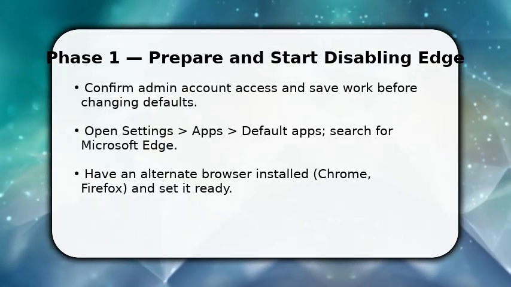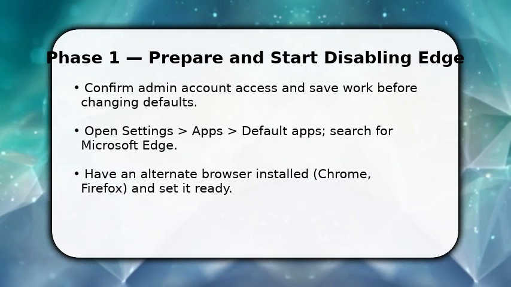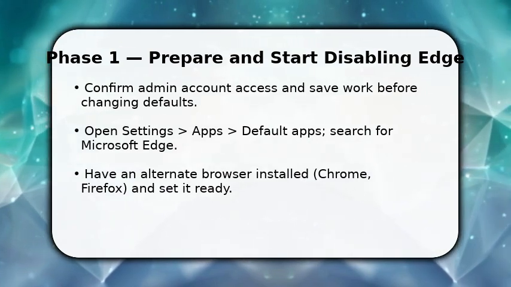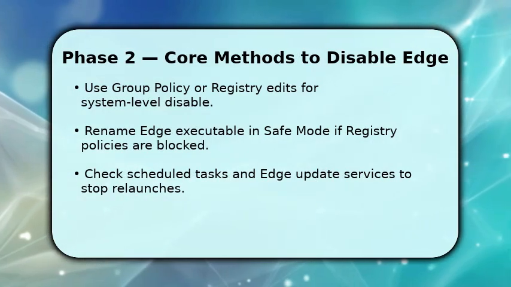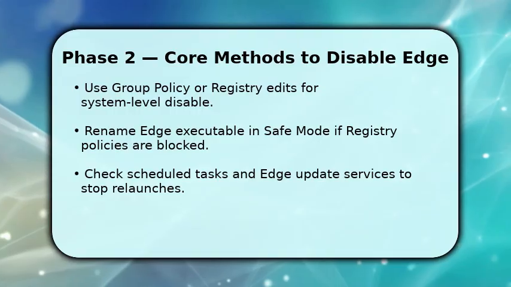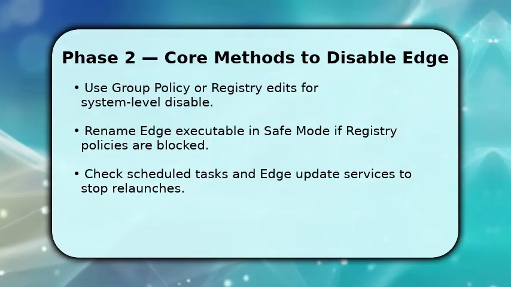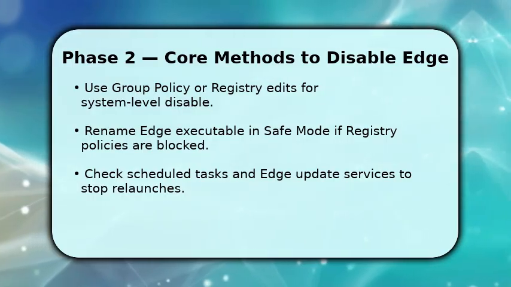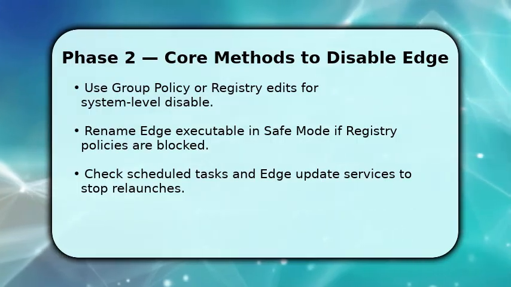You're taking control now. Proceed deliberately, because Windows manages Edge tightly, and small steps avoid system conflicts or lost links later. You'll follow two core approaches: policy/registry and file-level rename. First, use group policy or registry edits to prevent Edge from registering as default and from launching on startup. This explains why Windows behavior changes.